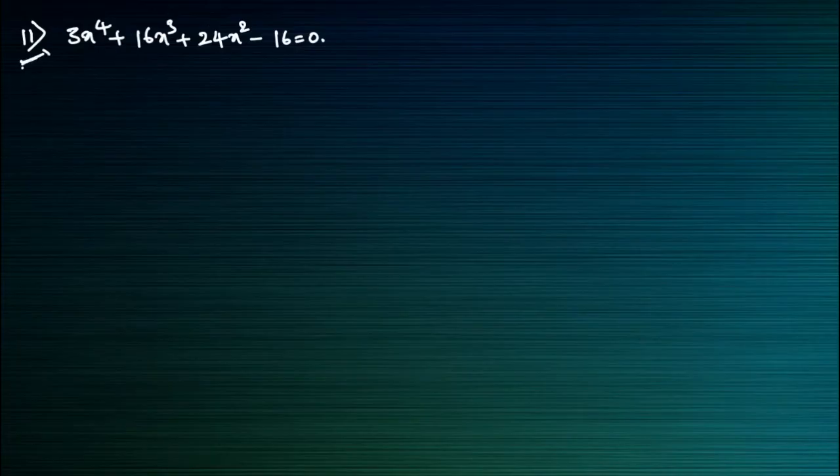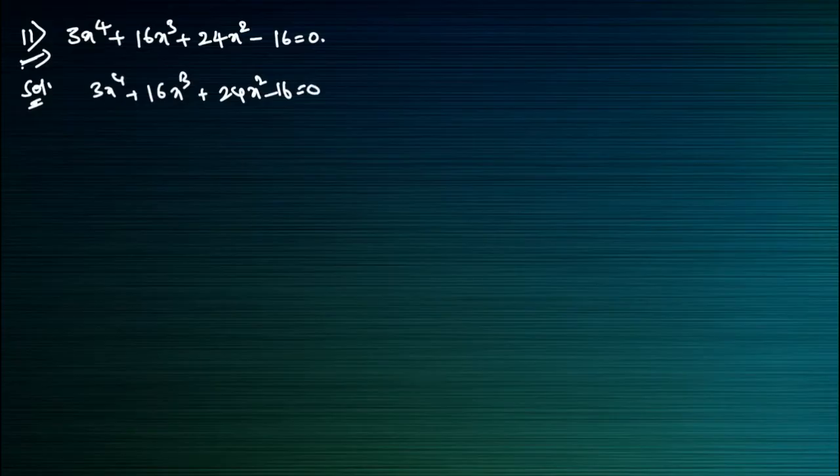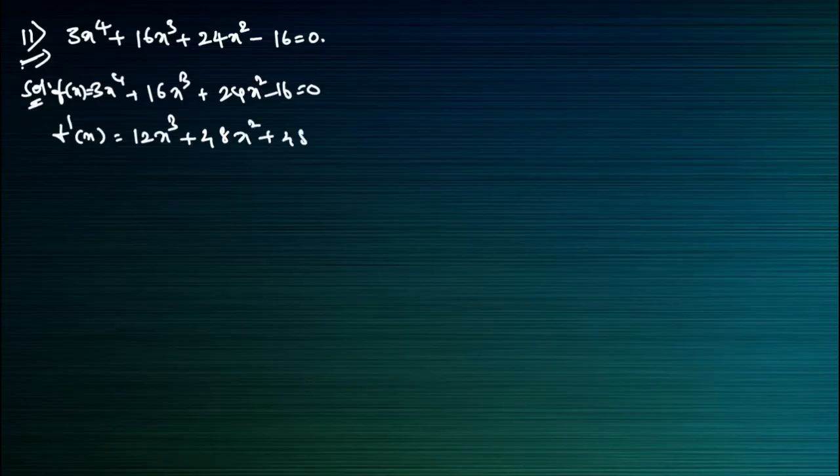The second question is given: 3x to the power of 4 plus 16x cube plus 24x square minus 16 is equal to 0. I will take this as f of x, so f dash of x is equal to 3 times 4 is 12, so 12x cube will come, plus 16 times 3 is 48, 48x square, plus 24 times 2 is 48, 48x will come, and minus 16 will become 0, equal to 0.